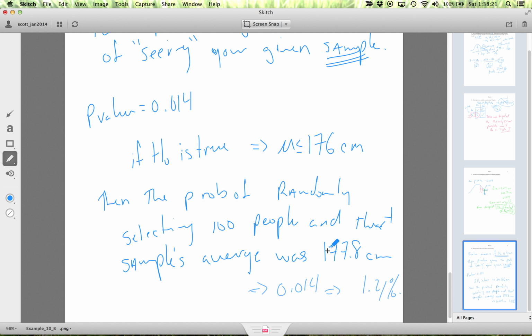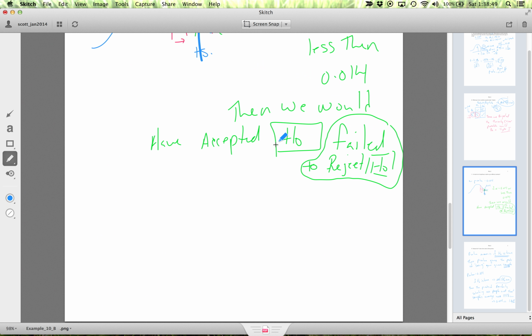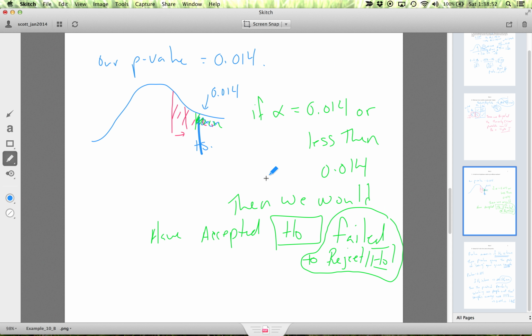So what we're saying is if H naught was true, if Canadians actually were 176 centimeters or less, then the probability of a sample of 100's average being 177.8 is approximately 1.4% likely. It's very rare. So really what we're saying is it would be very rare to get this kind of sample. Therefore, what we've done here is concluded that it's likely that Canadians are actually taller than that.